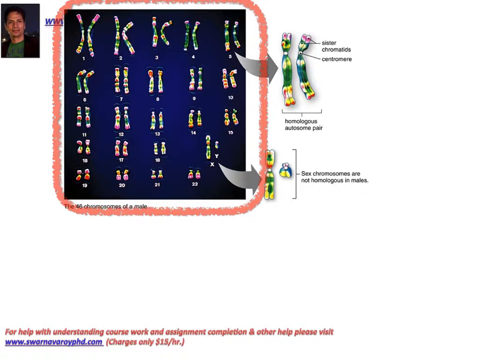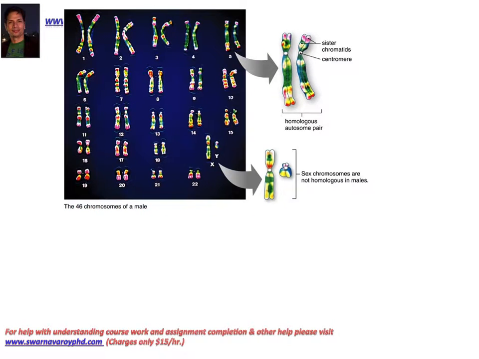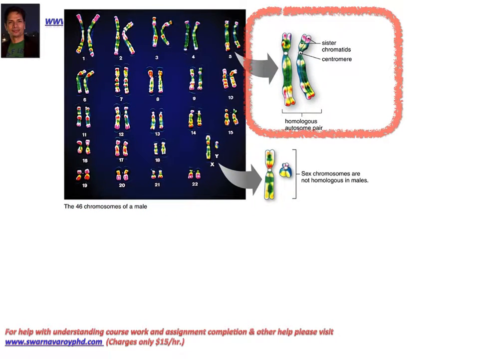Now, this set is taken from a male, and that's why you have the X, Y sex chromosomes, and the other 22 pairs are the autosomes. As you can see, the chromosomes are in pairs, which are known as the homologous autosome pair. And out of the pair, each chromosome is again made up of two chromatids. They are called the sister chromatids, and these chromatids are joined at the centromere.